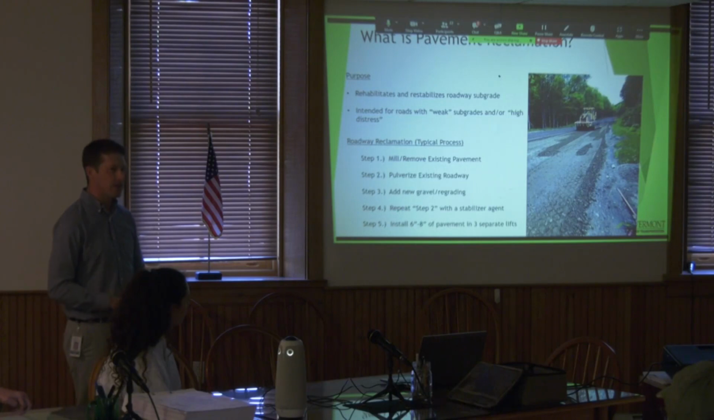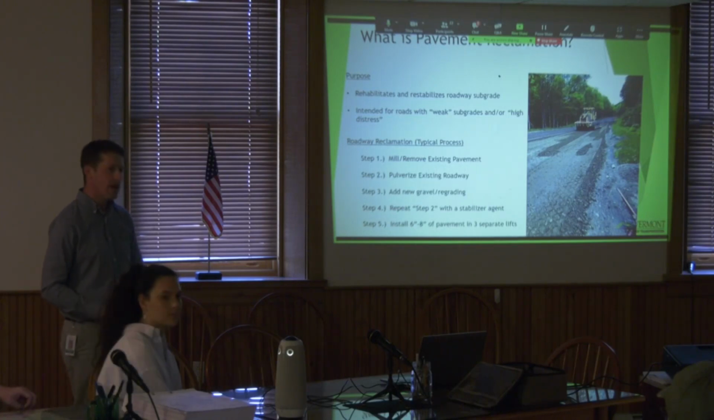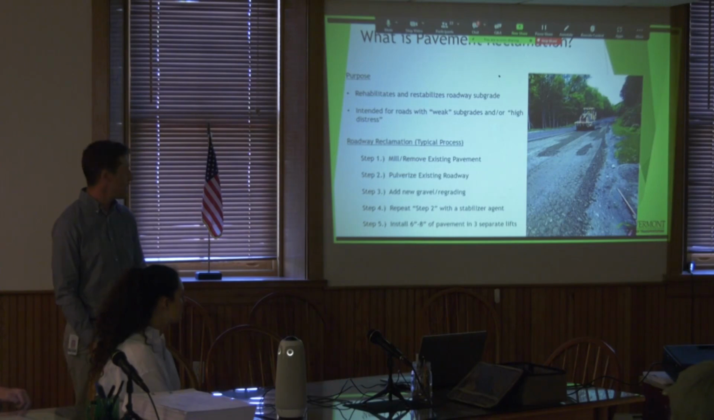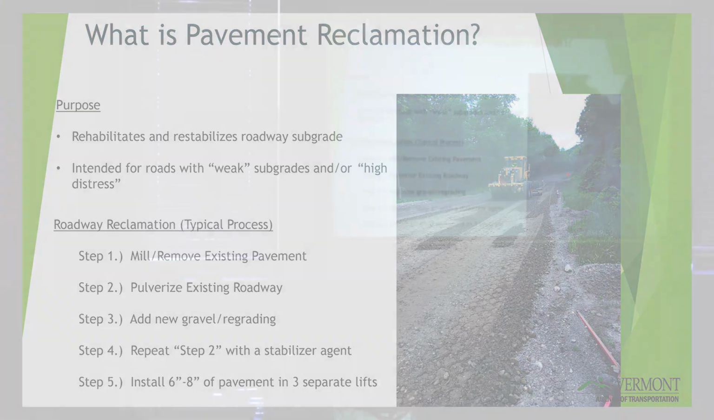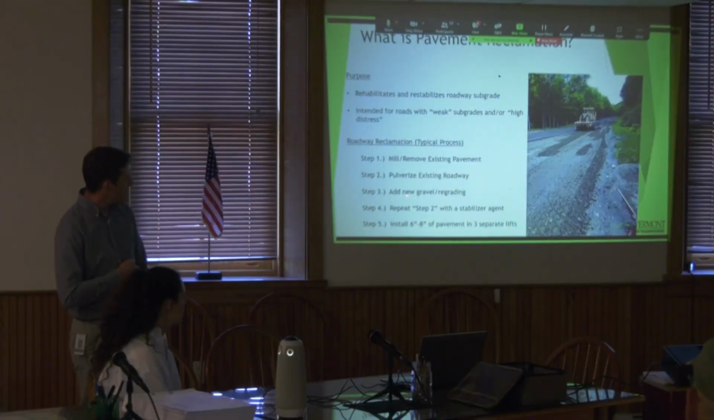So sometimes they use calcium, sometimes we use cement, sometimes we use emulsion, and that gives the roadbed more strength. We don't have the ability to go down 3 feet like a conventional reconstruction project. So what we do is we stabilize 8 inches that we can pulverize with a stabilizer. Just gives the roadbed more strength. And then lastly, we install a brand new full pavement structure, which usually involves 6 to 8 inches of pavement.